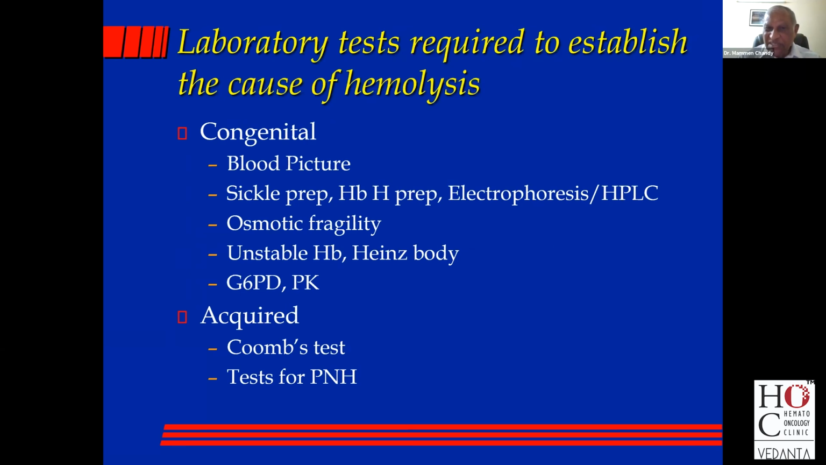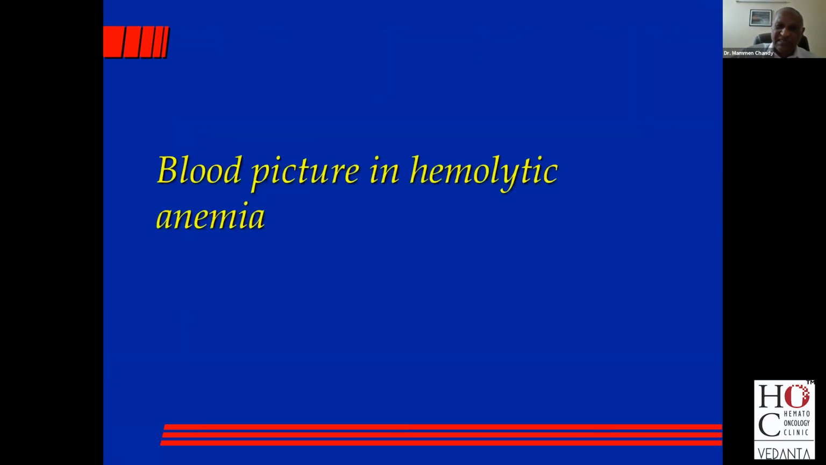So this tells you the congenital causes and how you approach. Do a blood picture, you do a sickle prep, electrophoresis, you do osmotic fragility, check for unstable hemoglobin and a Heinz body, and do a red cell enzyme. That more or less covers evaluation of congenital hemolytic anemia. And acquired, if the cause is not obvious, then we need to do a Coombs test and test for PNH.